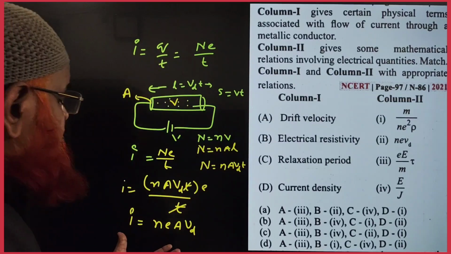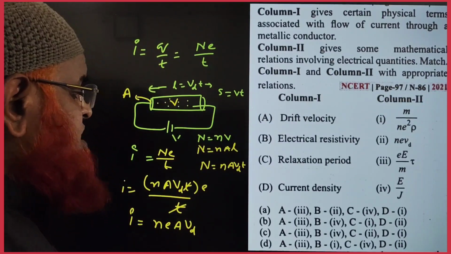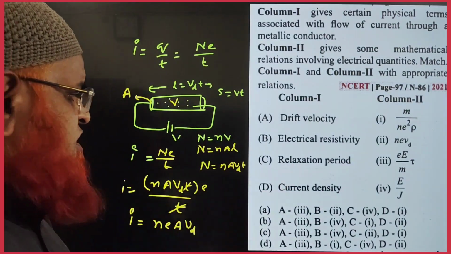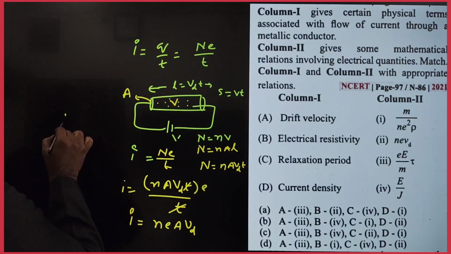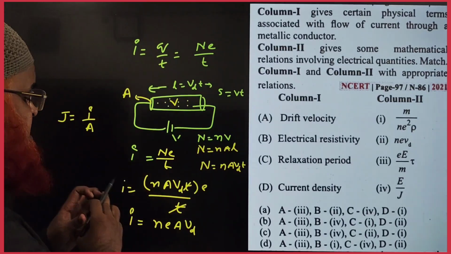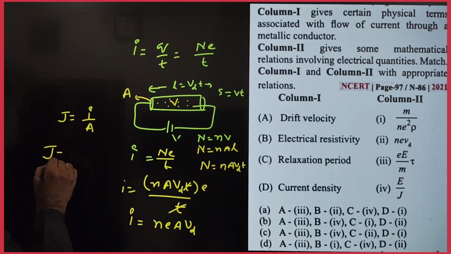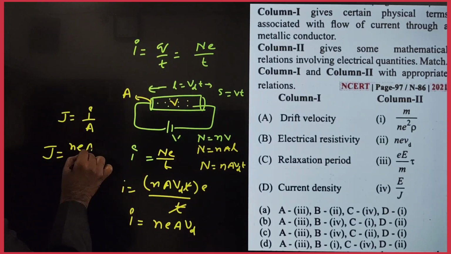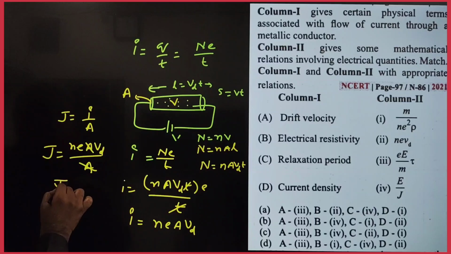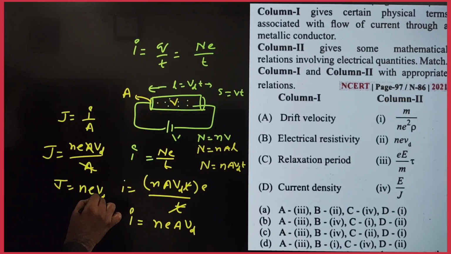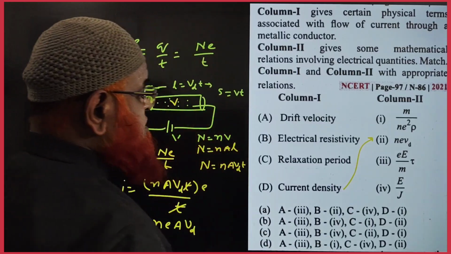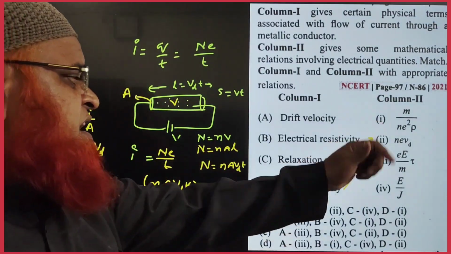Once you get the formula for current, then what is the formula for current density? See, current density is nothing but current passing per unit area. Therefore, it can be taken as N E A Vd divided by A. So A gets cancelled. Therefore, J is nothing but N E Vd. So the fourth, that is the current density formula, is N E Vd.